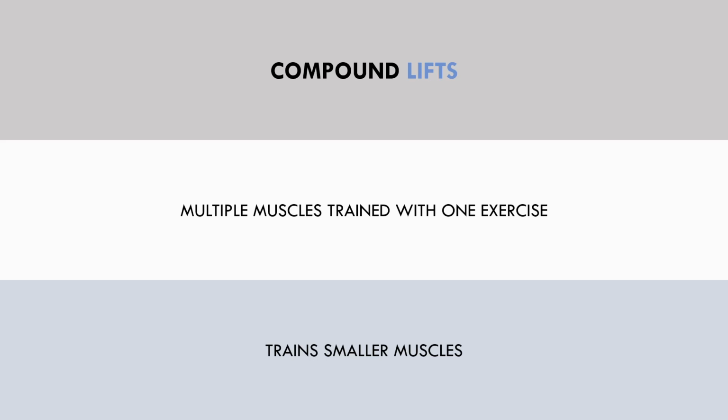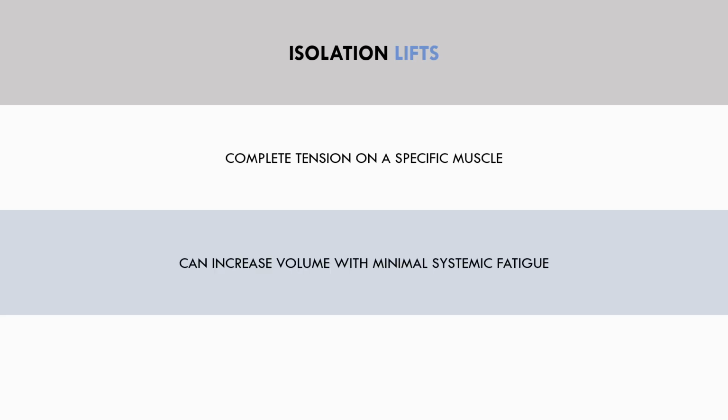Isolation lifts allow 100% of the tension to be placed on a specific muscle. This gives a greater training effect to some muscle groups that may not be fully exhausted using compound lifts. For example, the biceps are trained using rowing exercises, but aren't trained anywhere near close to failure. Isolation lifts are also a good way to increase volume for certain muscle groups with very little additional systemic fatigue.